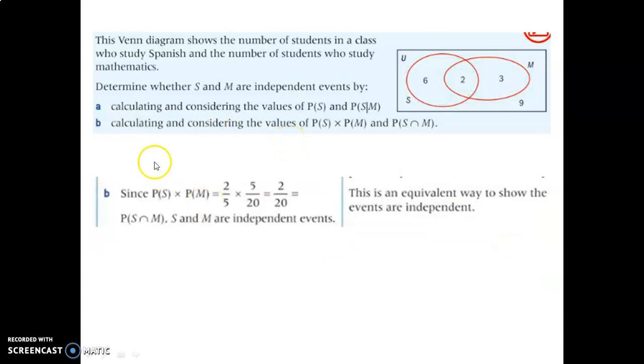Let's take a look. In B, there's another way to show these are independent, and that way is to multiply these two probabilities. So it says find that, and that multiplied is 2 out of 20. And that is actually the same as the intersection when you look at it from this diagram, because here's your 2 out of 20. Since those are the same, since that times that is the same as that, we know they're independent because, again, this times this would only be the intersection if they're independent, because otherwise you'd have to have M given that S has occurred to get the intersection.